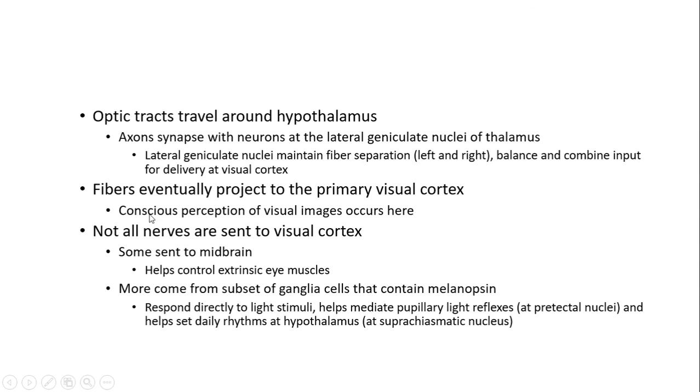Here's where your conscious perception of visual images occurs, right? Which is basically even what's happening right now. You're reading these slides and you're getting a visual representation from the primary visual cortex interpretation. But the thing is, not all the nerves are sent to the visual cortex, right? Some are sent to the midbrain.